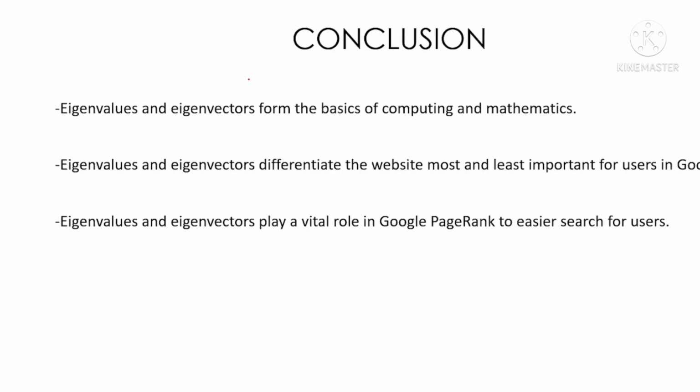Next, from this topic, what can we conclude? We can say that eigenvalues and eigenvectors that we learn are the basis of computing and mathematics. Eigenvalues and eigenvectors can differentiate the websites most and least important for users in Google PageRank. And lastly, we can see that eigenvalues and eigenvectors play a vital role in Google PageRank to make searching easier for users. That's all for me.